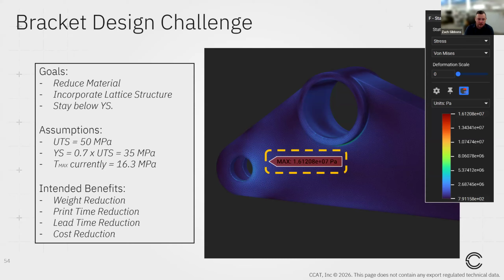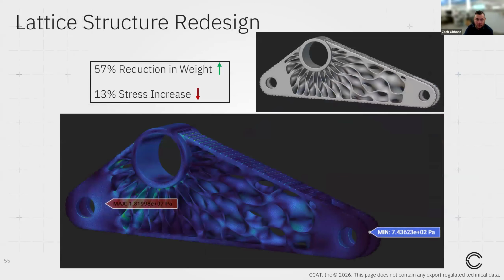So we have a current state, our current max stress from the FEA. What's that? 16 megapascals, which is pretty good right now. But how can we redesign that? Right, so this is just an example. This is incorporating what I'm going to call advanced design software and topology, where we're able to incorporate this circularly mapped gyroid lattice structure.